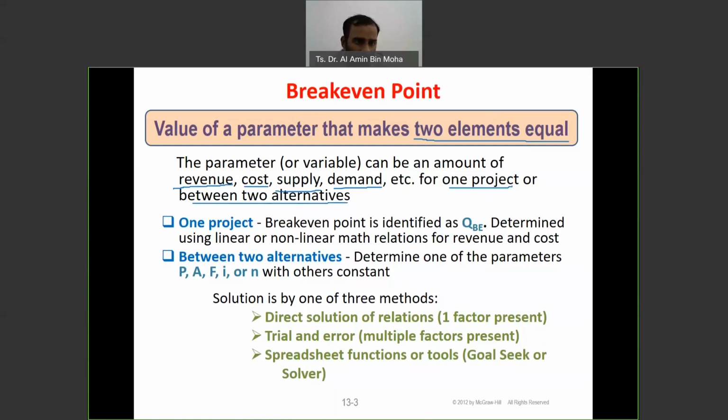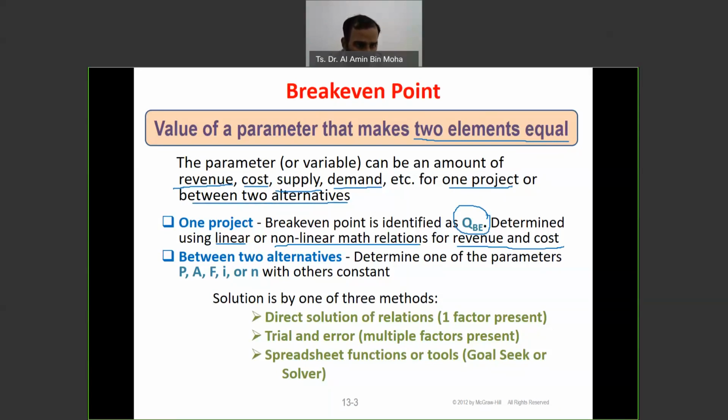If it is for one project, the break-even point is identified as QBE, quantity break-even. We usually determine it using linear relations, but sometimes we can also calculate using non-linear math relations for revenue and cost.